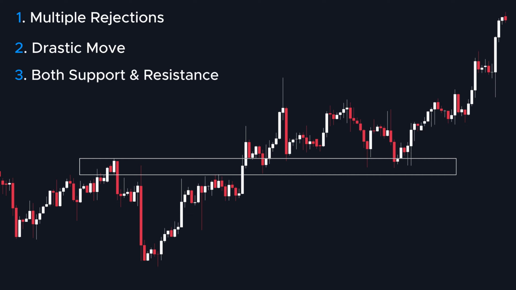Third, both support and resistance. You can see here, at this point, this level acts as a resistance. And price moves down after tapping this level. And when the resistance got broken, price again tapped at this level. And then this level acts as a support.